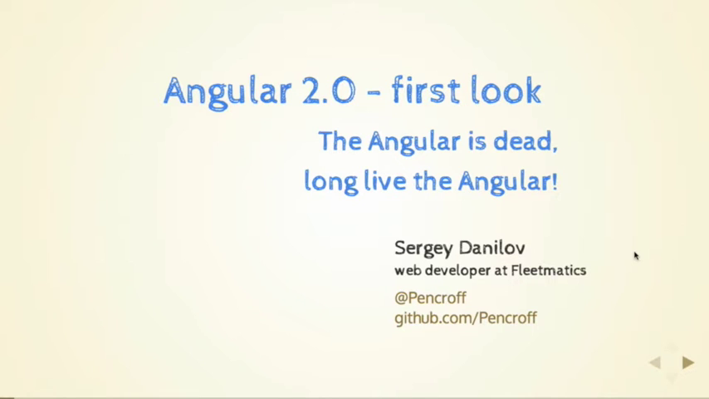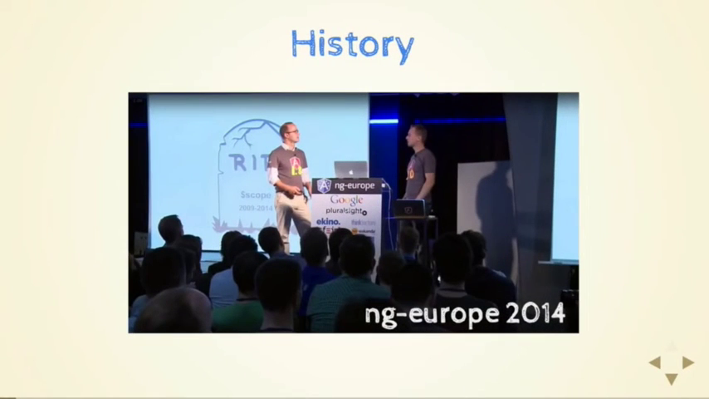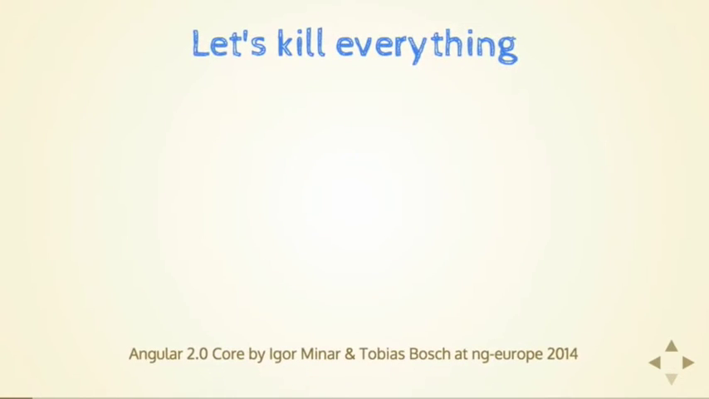And let's start from the history. Everything started in autumn of 2014, when the core team of Angular just decided to kill half of the framework. As you can see, that's a RIP for $scope, which lived from 2009 to 2014. So, let's kill it.